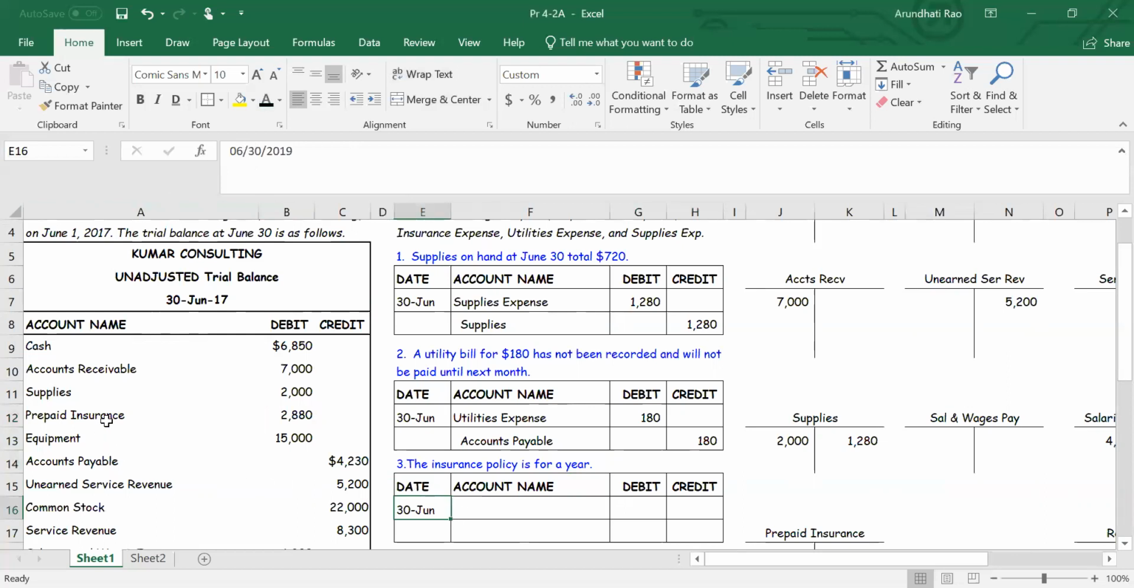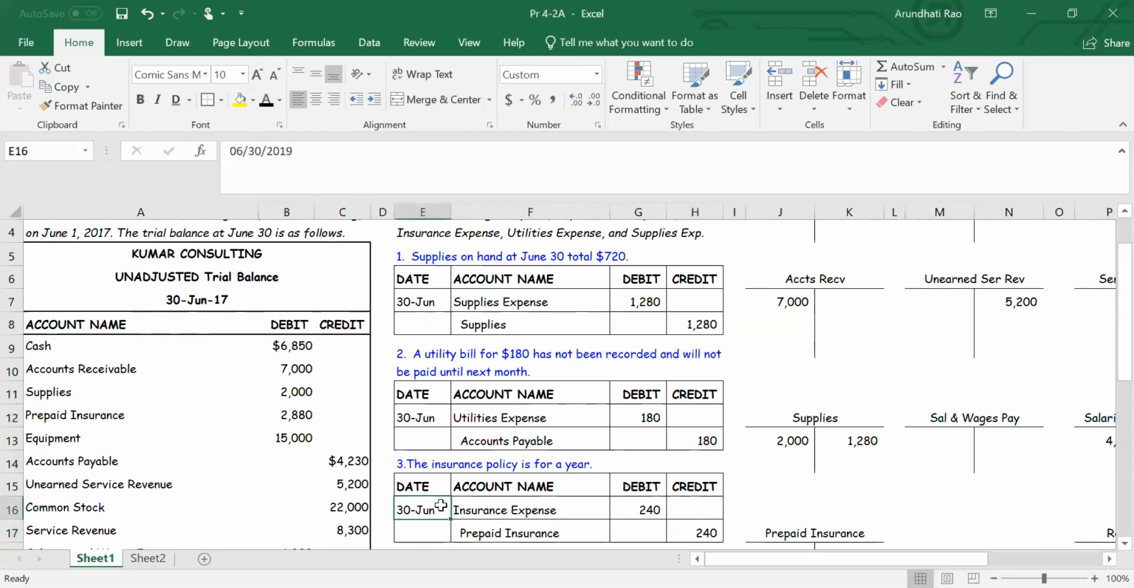The amount that has been used up, as in passage of time, 1 month has passed, I will call that insurance expense. And to the extent it's been used up, it's no longer there. So insurance expense, prepaid insurance needs to be credited. So prepaid insurance credit. And what's the amount? $2,880 divided by 12, because we're looking at 1 month. So that works out to $240. So again, to the extent I got the benefit of the insurance coverage, it has become an expense, insurance expense debit, and prepaid insurance credit.